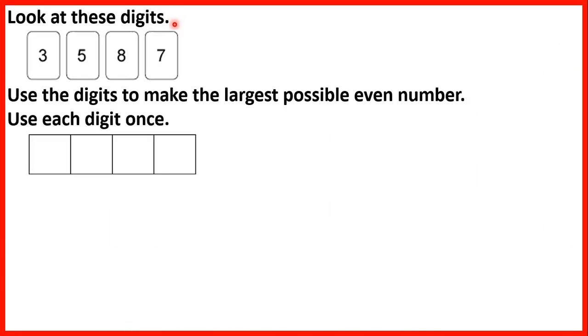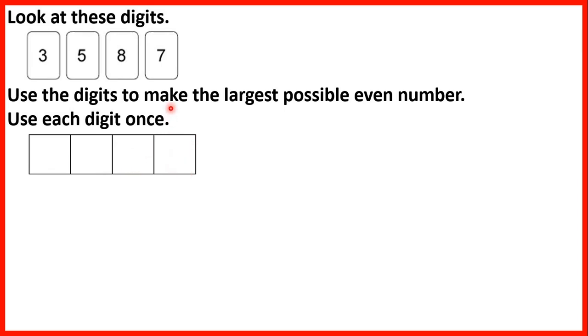Look at these digits. We have 3, 5, 8 and 7. Use the digits to make the largest possible even number. Use each digit once. Now we know that when we're making the largest possible number, we need to have the larger digits in the larger place values. So normally, to make the largest number, we would have the largest digit in the thousands place, the next largest in the hundreds, the next in the tens, and then the smallest digit in our ones.